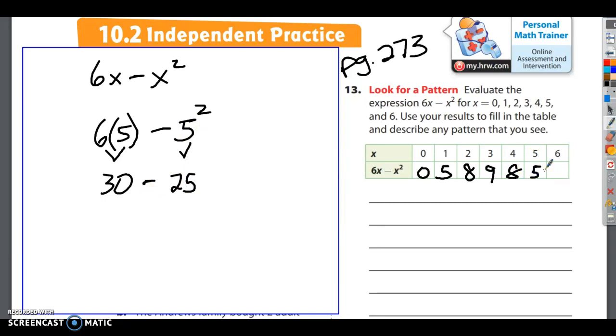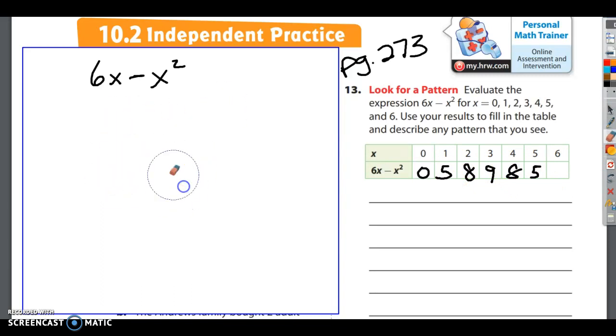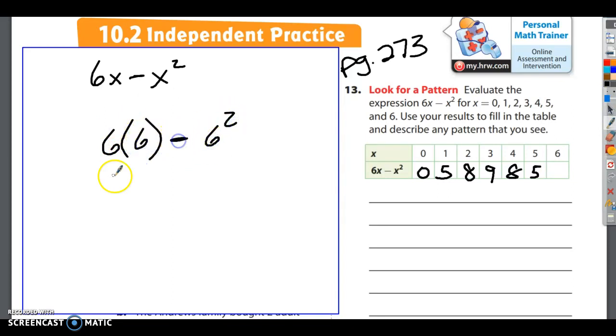Do you see this pattern? We peaked at 3. And then 2 and 4 each had a value of 8. And 1 and 5 each had a value of 5. What about 6? This is kind of interesting. Watch what the answer is when we replace x with 6. 6 times 6 and 6 squared. 6 times 6 is 36. And 6 squared is 6 times 6. That's also 36. 36 minus 36 is 0.